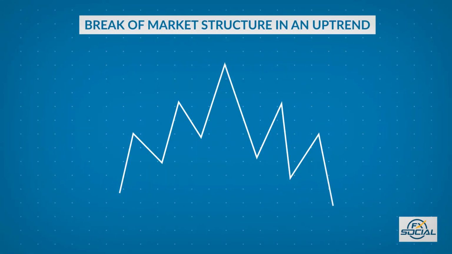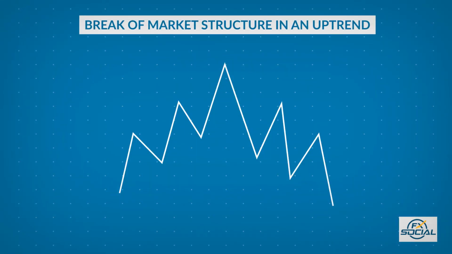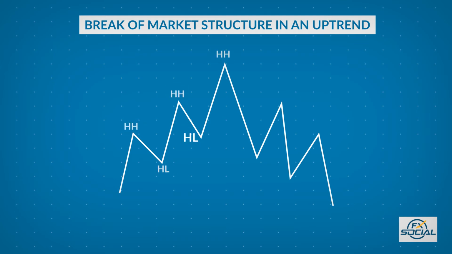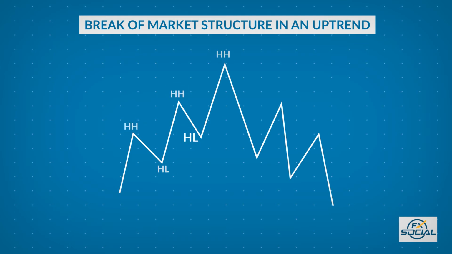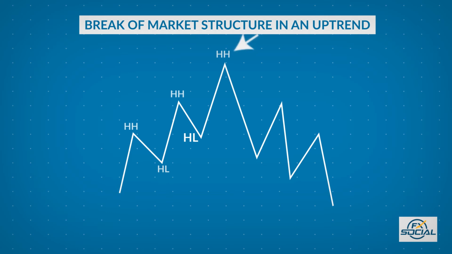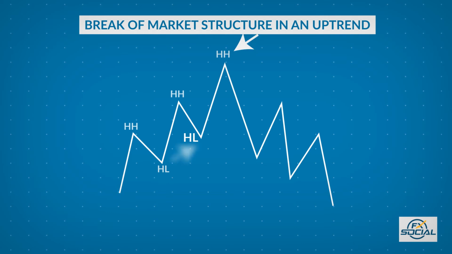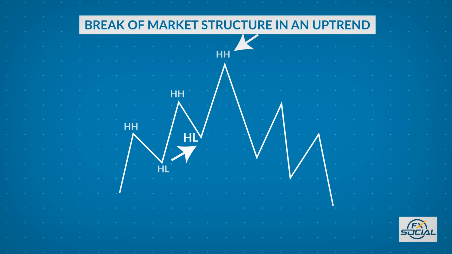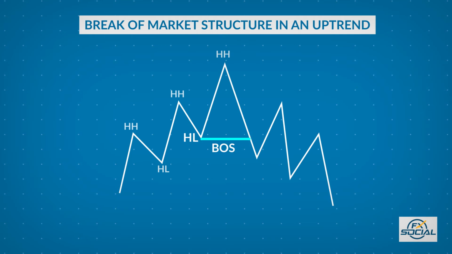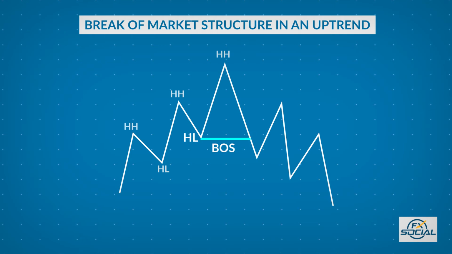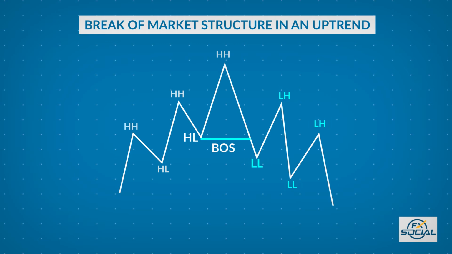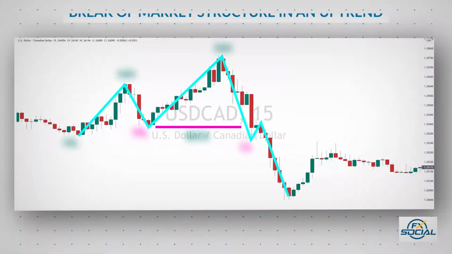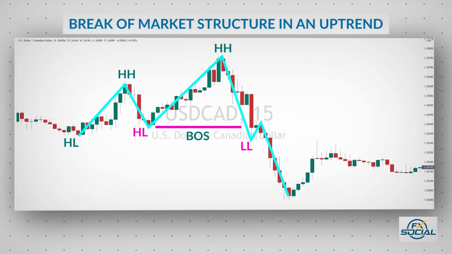I will also like to talk about the break of the market structure. For instance, in an uptrend, you have a series of higher highs and higher lows. If the higher highs here pull back and break below the previous higher low here, then we can tag this zone as a break of market structure, abbreviated as BOS, and we can name this point as a lower low because it's lower than this previous low. Take a look at an example on the chart here.